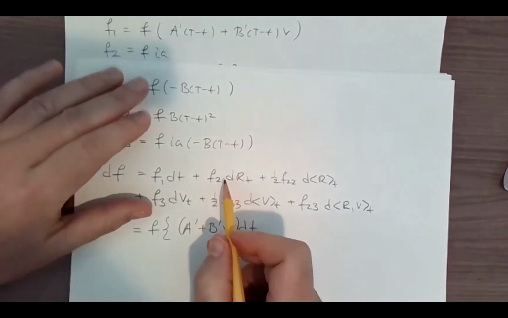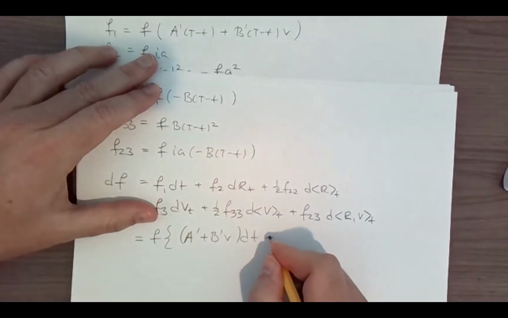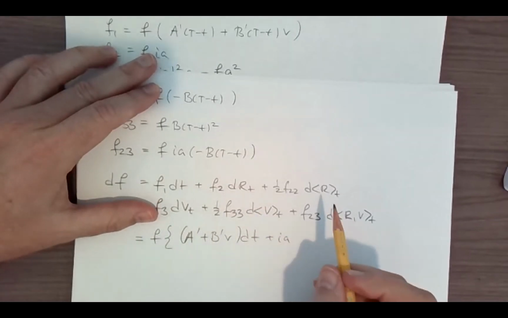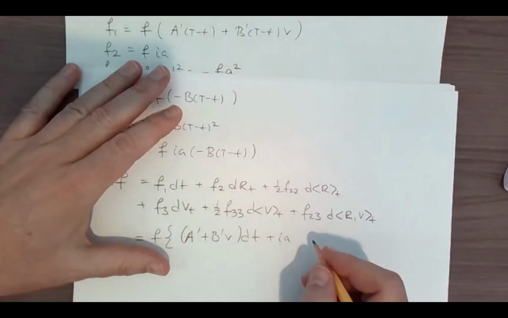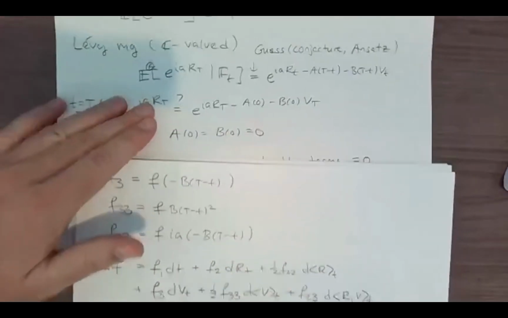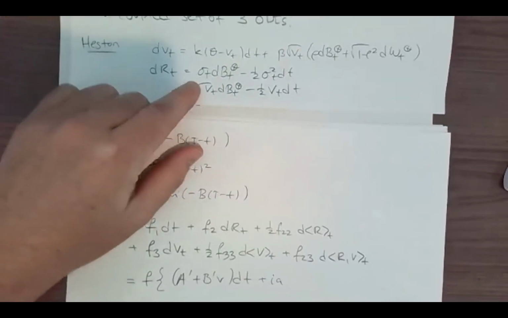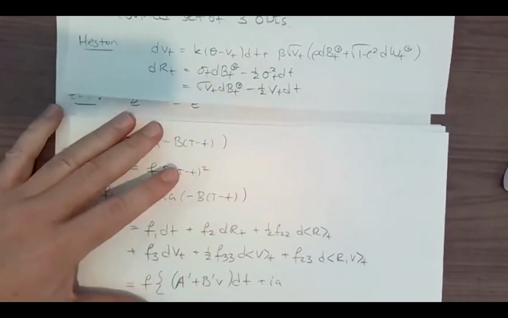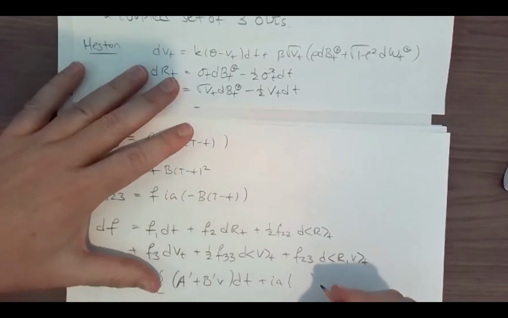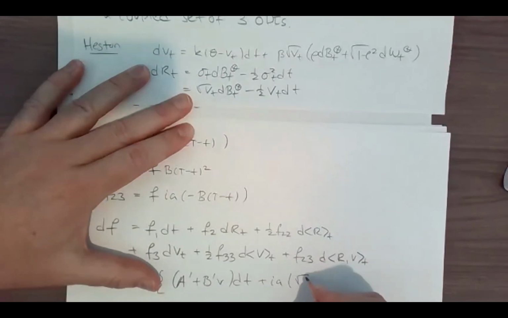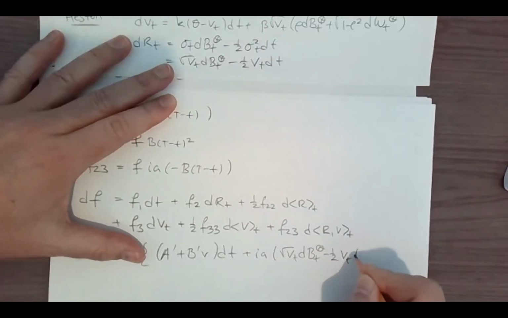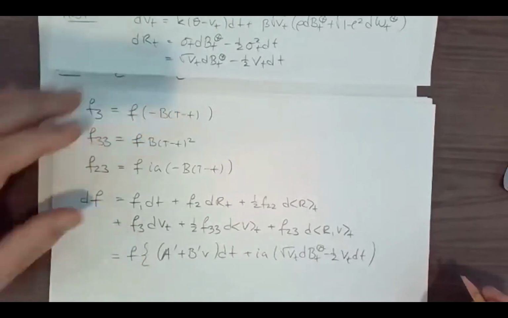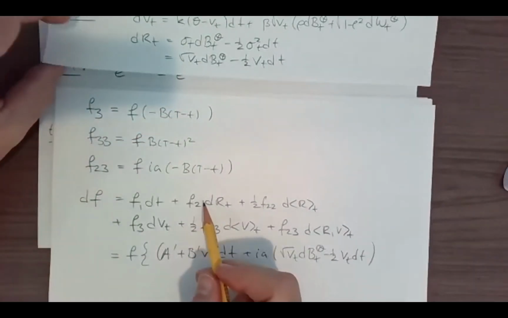f2, this was ia, and then you need a dr. Okay, dr, we know what that is. dr was all the way up here, right? That was our dr. So this one is root Vt dBt^Q minus 1/2 Vt dt. That was our f2.